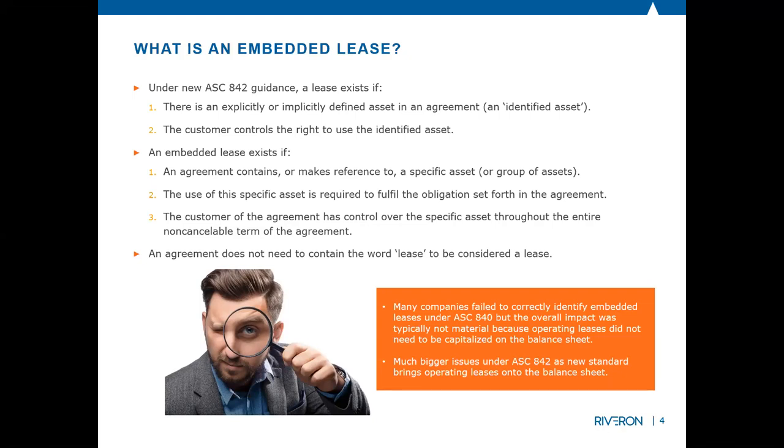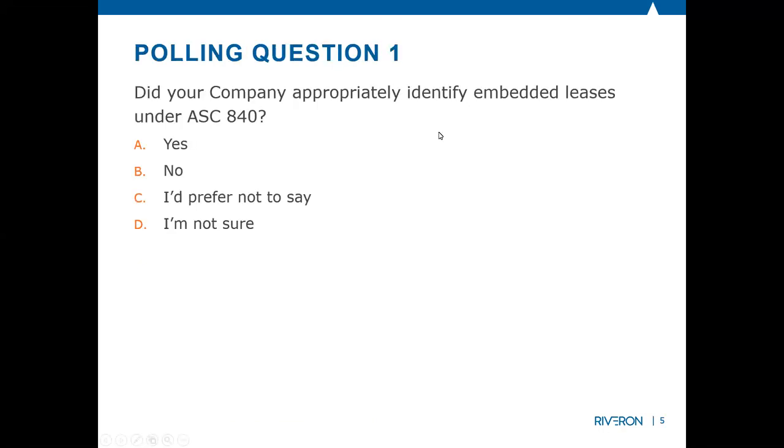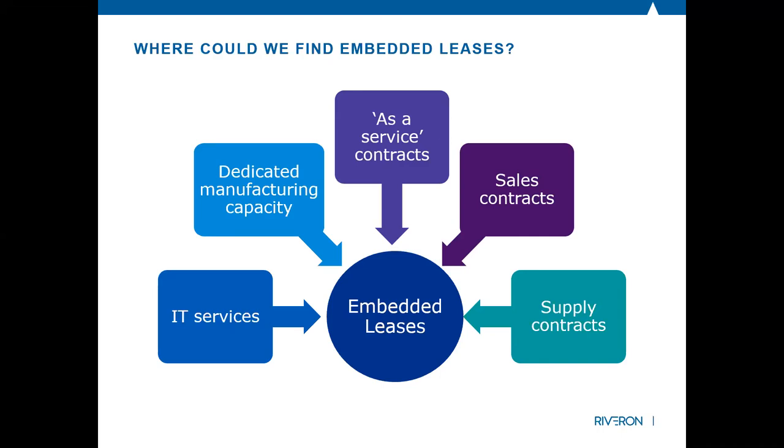All right, so with that in mind, let's discuss some of the major areas and agreements that could contain leases. So here's just a visual of some of the things that we've seen and a lot of auditors and others have brought up as potential agreements that would contain embedded leases. So IT services, dedicated manufacturing capacity as a service contract. Those are really agreements that in the past you would have viewed as strictly a service. But now we're looking through those to see if there are any assets identified that are required to perform that service. Sales contracts as well as supply contracts.